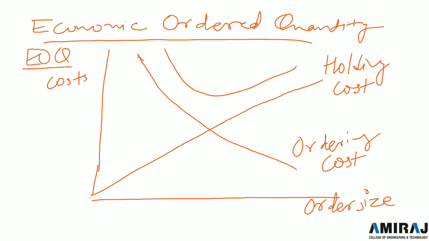So here it will be the total cost curve, and the point where the total cost is least is called the economic order quantity. This is the fundamental concept of the economic order quantity, at which the ordering cost and holding cost are the same and the total cost is minimum. Now there are various inventory models.